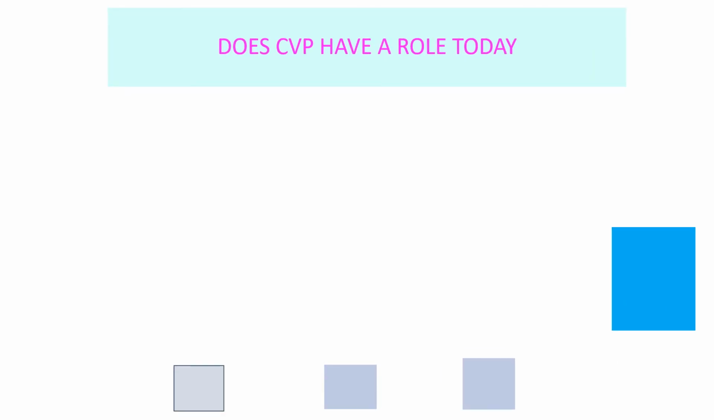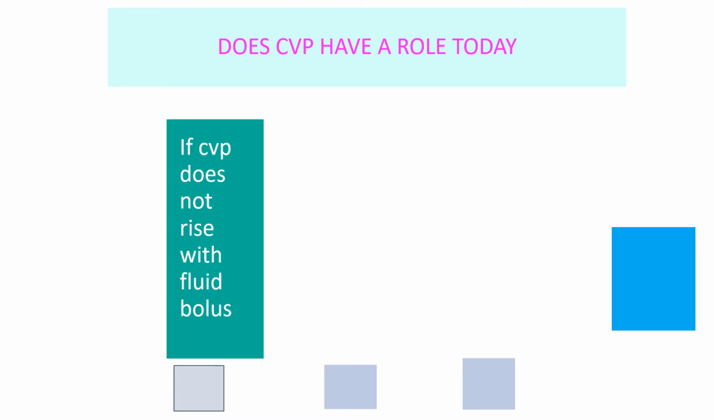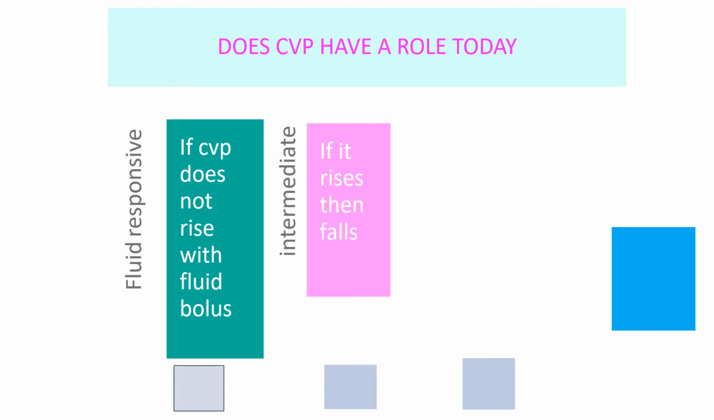So CVP has been seen to be the most widely used parameter in the FENICE study, which is a worldwide study for ICUs a few years back. What is its role today? It has become very controversial, and many of you must have heard that CVP is not a reliable tool, but that is not so. It has its own uses, and here I shall try to help you with CVP. So when you give a fluid bolus of 500 ml, if the CVP does not rise, that means that the patient is fluid responsive. If it rises and falls, that means you are at an intermediate state of fluid.